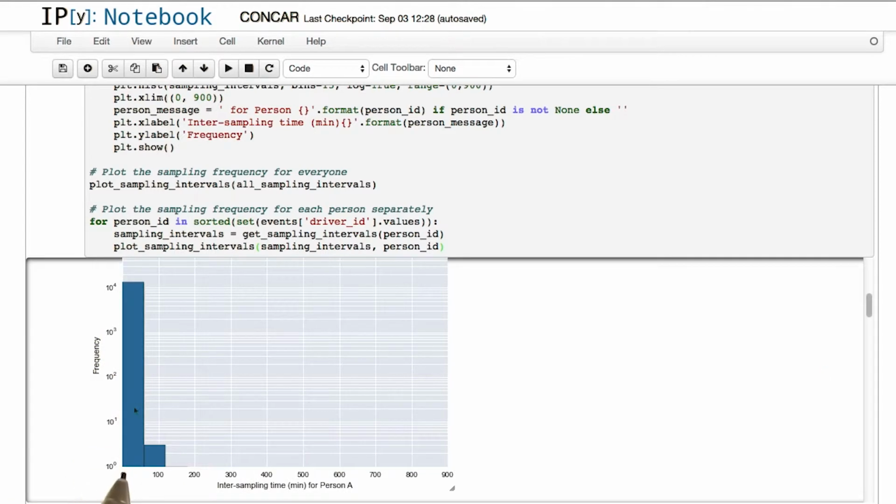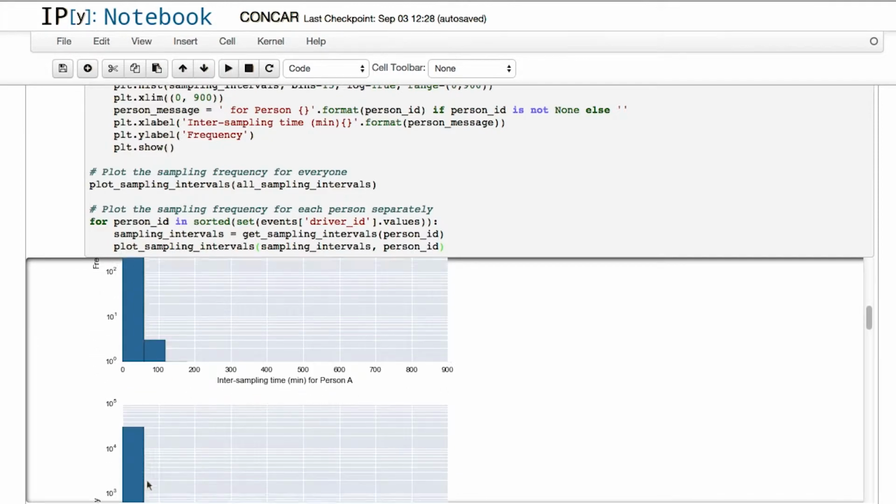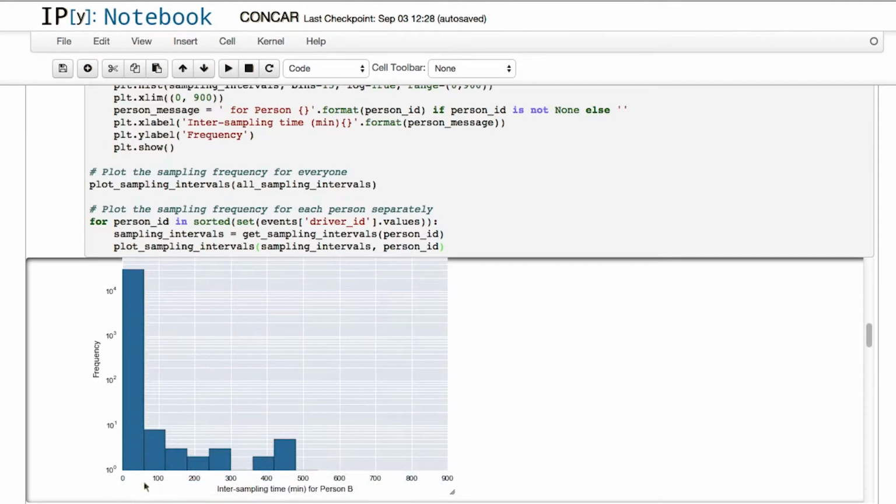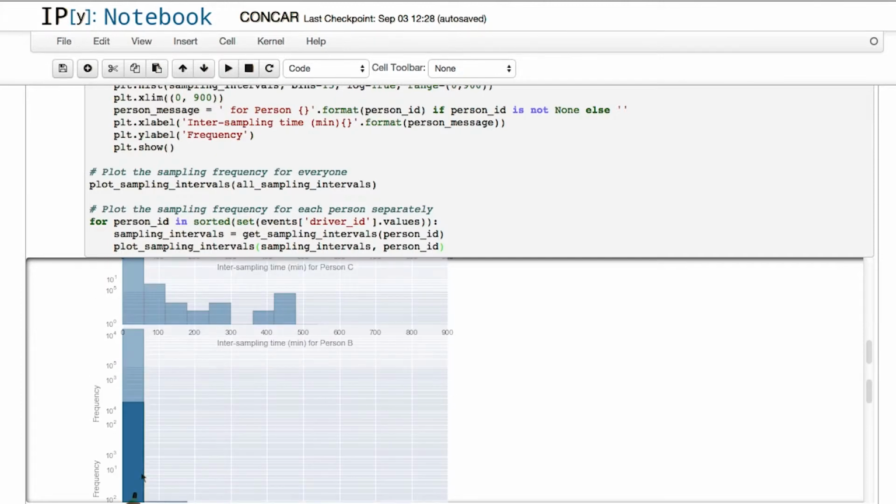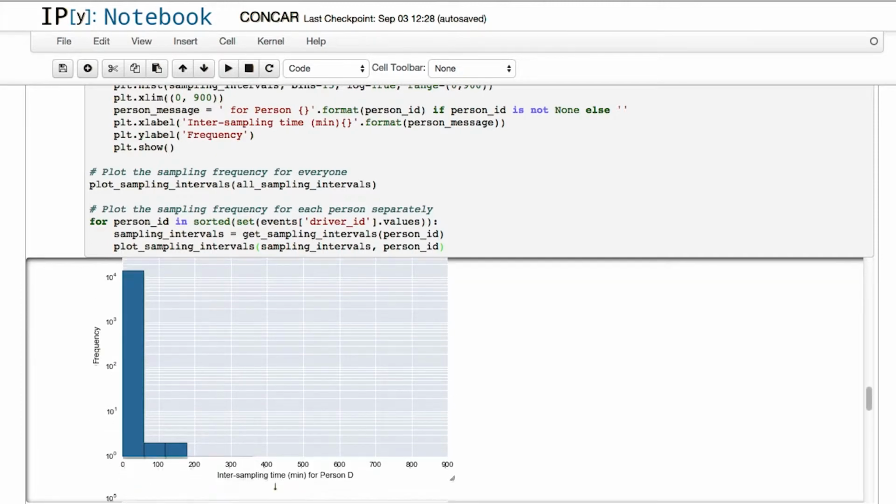If you scroll down, you will see the same histograms now drawn for each of the persons. In this case, this is the histogram for person A, and we see that most of person A's samples are also between 0 and 60 minutes. You can keep scrolling down and examine the histograms for each of these persons. In this case, this is person B, person C, person D, and so on.